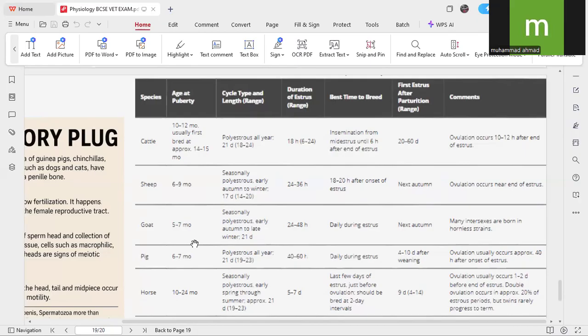Goat is also seasonally polyestrous, and the length of the cycle is 21 days. Puberty is at 5 to 7 months. Duration of estrus is 24 to 48 hours. Daily during estrus is the best time to breed.